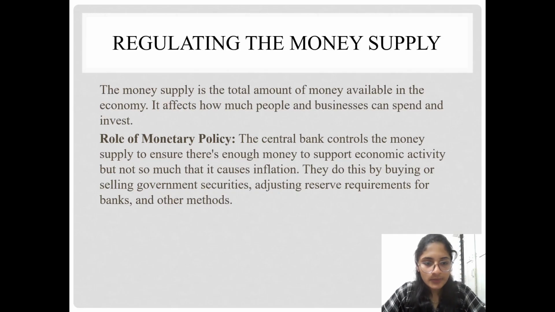So for example, if the central bank wants to increase the money supply, it might buy government bonds, putting more money into circulation.